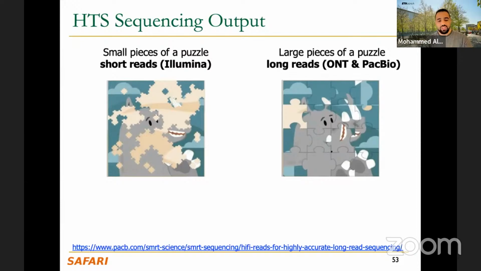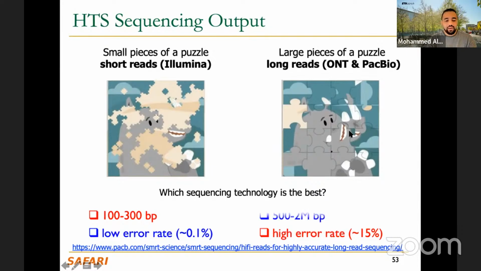Now, the question remains whether we want to go for short reads or long reads. Of course, if you are solving a puzzle, you're always looking for larger pieces, right? That will make your job easier, so you can solve the puzzle quickly. However, as you can see in this picture, larger pieces in DNA are not necessarily easier because you will have more sequencing errors. So you might get the picture wrong at the end, as you can see the mouth over there and so on. And these are the main differences between the two technologies.